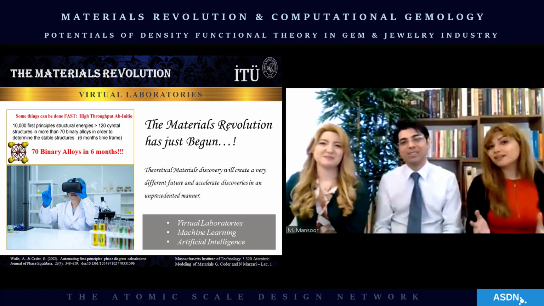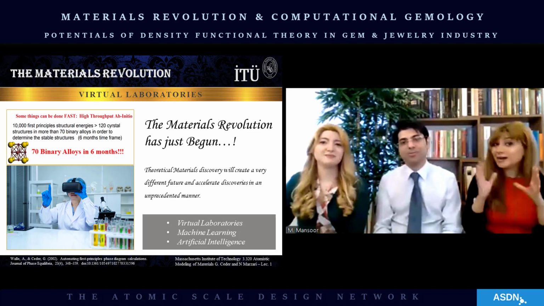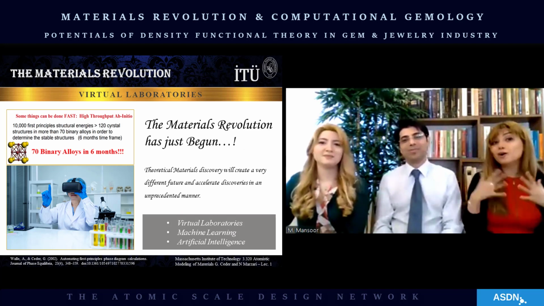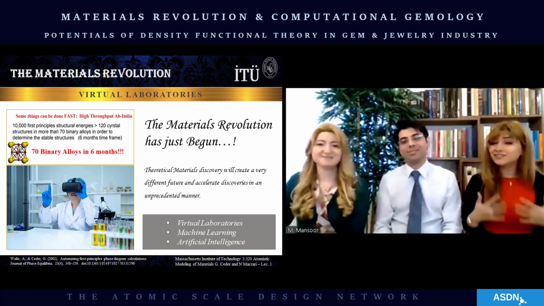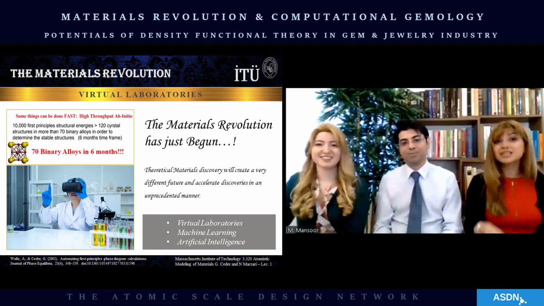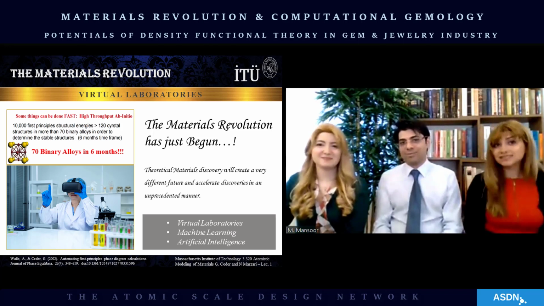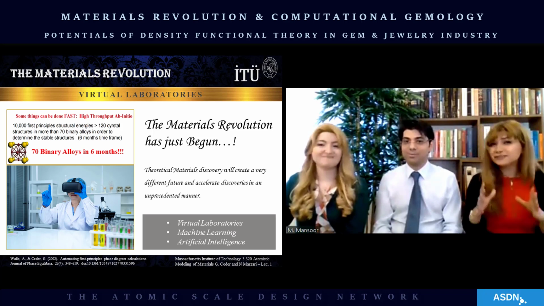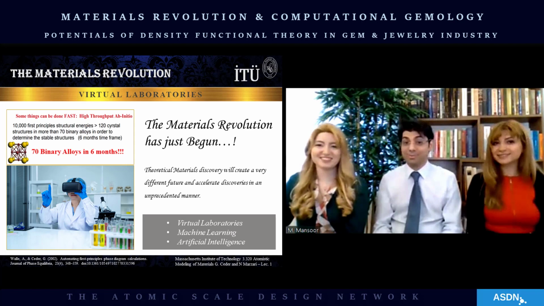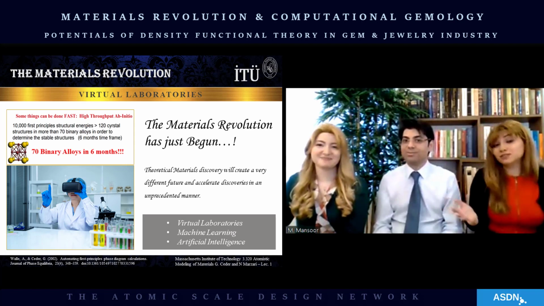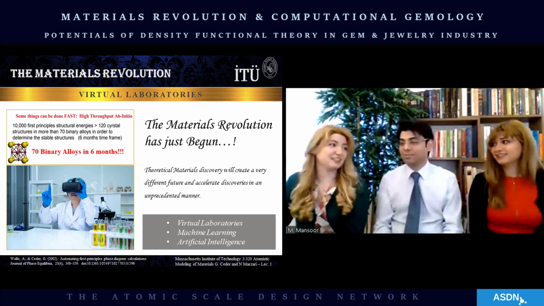People are now talking about virtual labs and how the application of DFT can be automated through machine learning and artificial intelligence. There is a beautiful paper by Professor Ceder that talks about this idea in detail. And it is now possible to calculate phase diagrams of more than 70 binary phases in just 6 months with excellent accuracy in comparison with experimental work, which takes decades. I mean, that's truly inspiring.